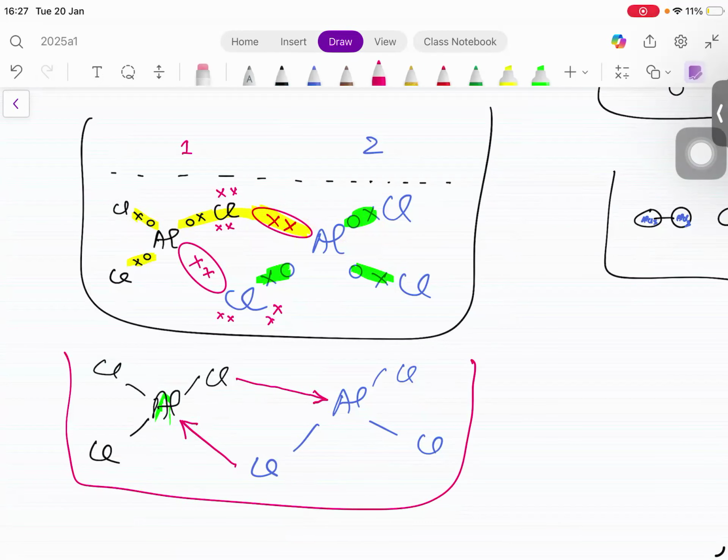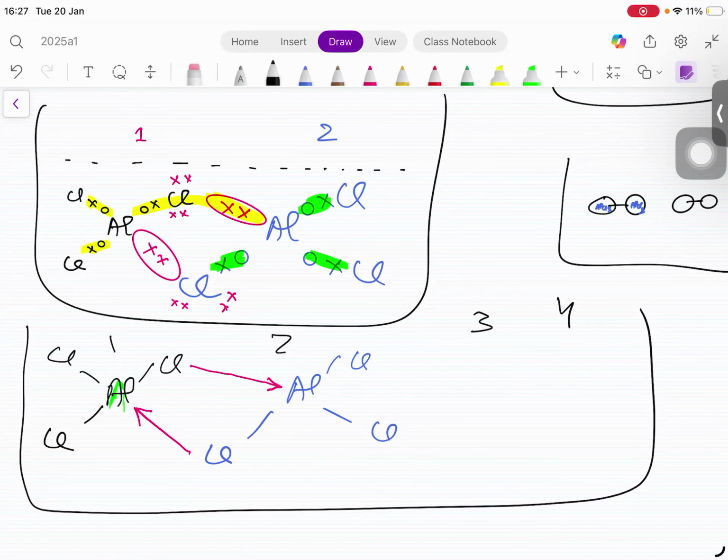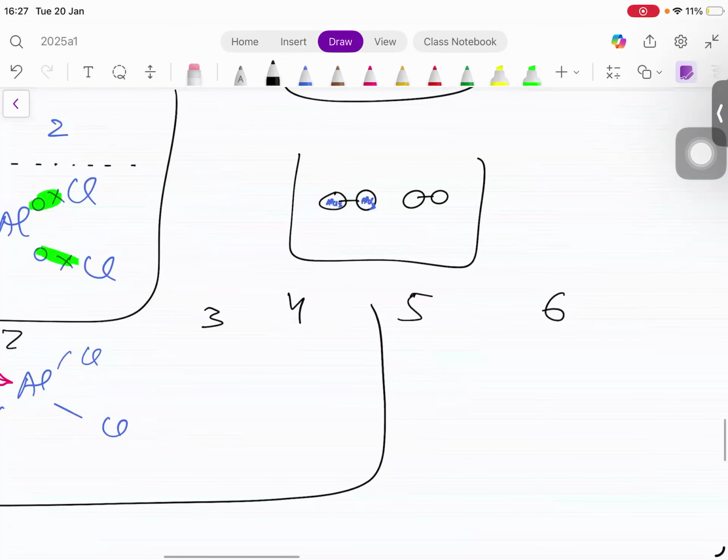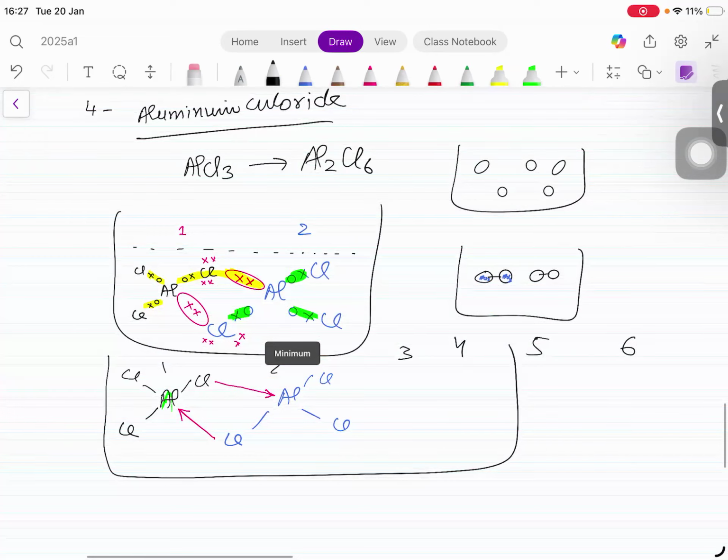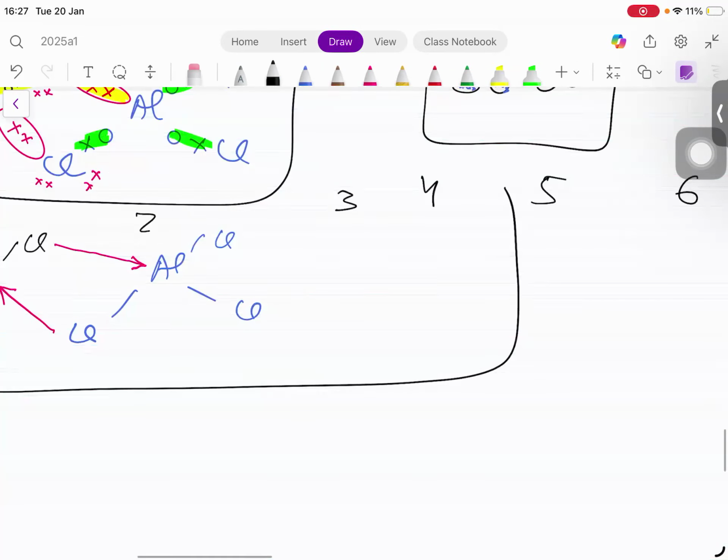Similarly, if the beaker is, let's say, big enough, and this process continues, here 1 and 2 are joined. Here 3 and 4 will be joined. Okay? And then 5 and 6 joined. But the force of joining is what? Dative covalent bond, right? The same is the case if I take AlI3, it turns into what?